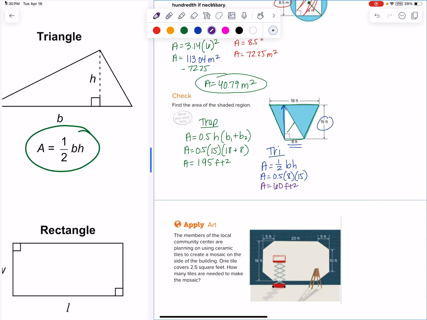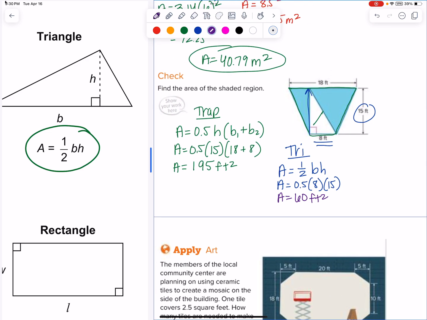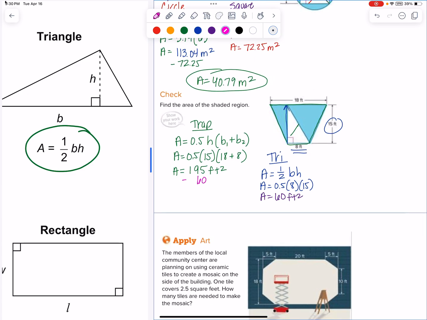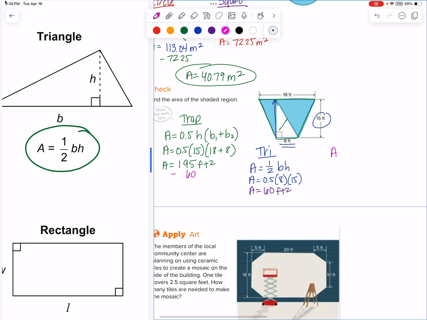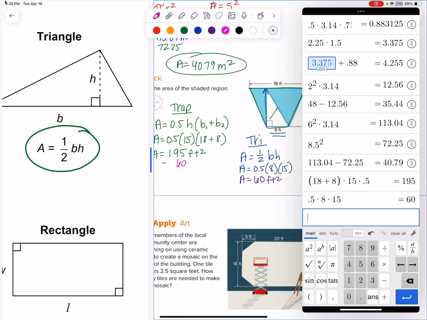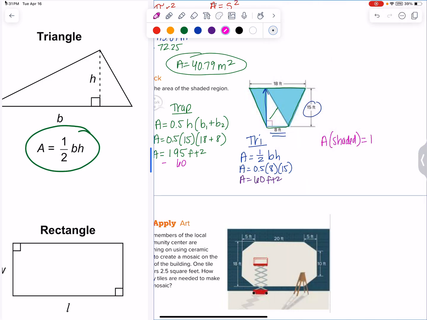So there's our triangle. Which thing are we removing? Well, we want to find the shaded, so we're removing the triangle. So I'm going to be subtracting the triangle's amount, and we get an area of the shaded region equals what? So 195 minus 60, and we get 135. So 135 feet squared, and there you go.